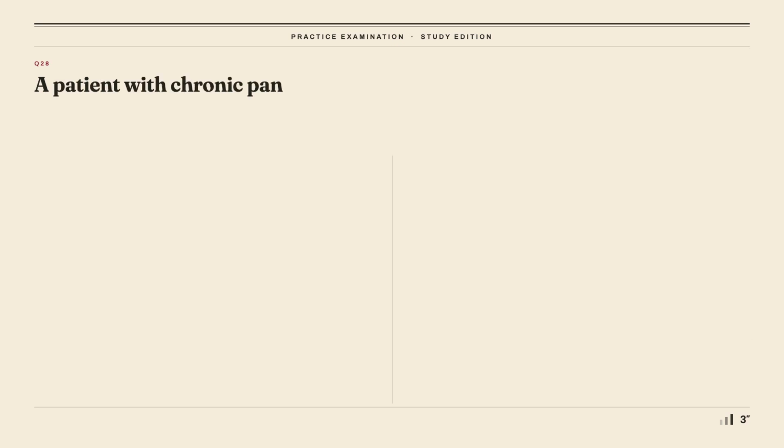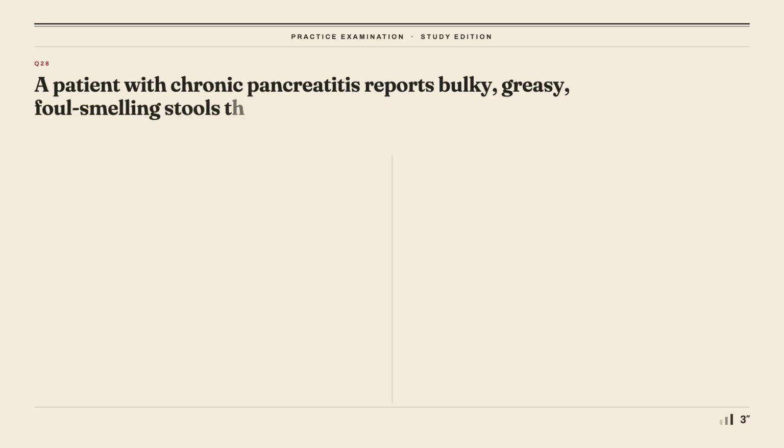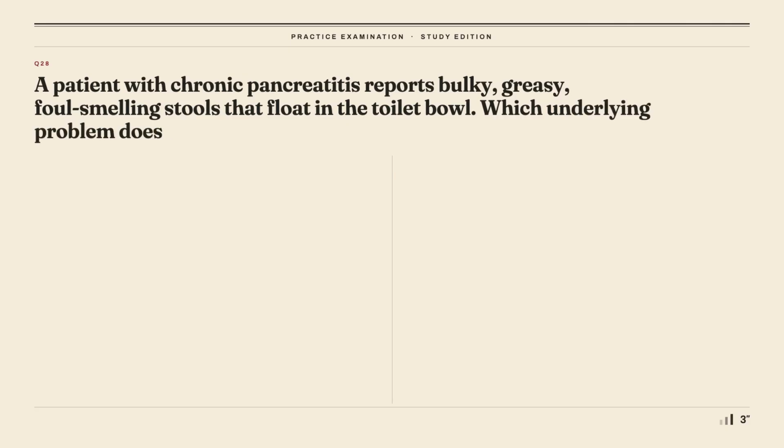Question 28. A patient with chronic pancreatitis reports bulky, greasy, foul-smelling stools that float in the toilet bowl. Which underlying problem does this finding indicate?